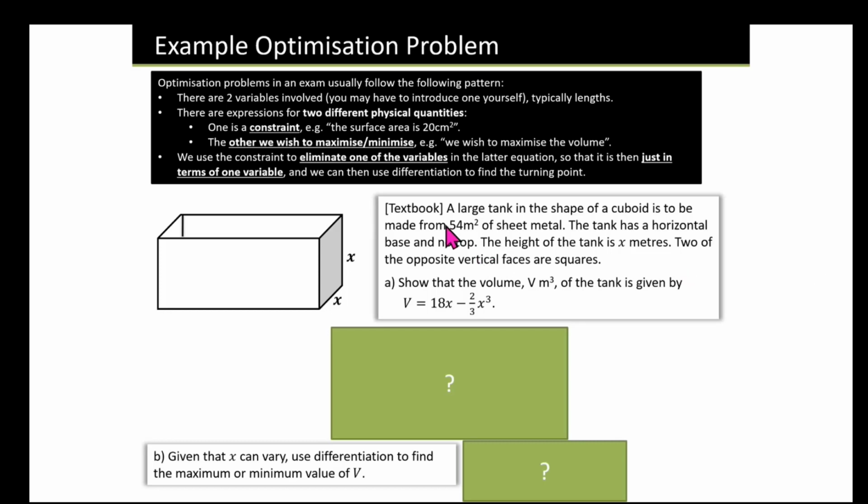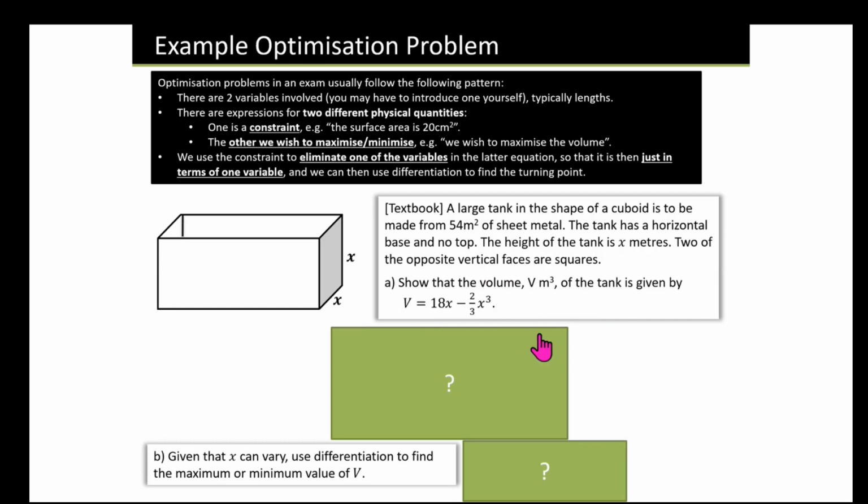You've got a large tank in the shape of a cuboid. It is made from 54 meters squared of sheet metal. Meters squared, that's area, so that's surface area of the metal. The tank has a horizontal base and no top. The height of the tank is x meters, and two of the opposite vertical faces are squares. Show that the volume V meters cubed of the tank is given by this formula here.